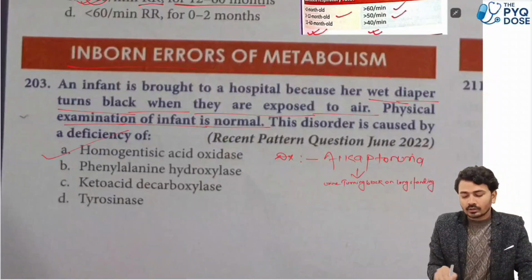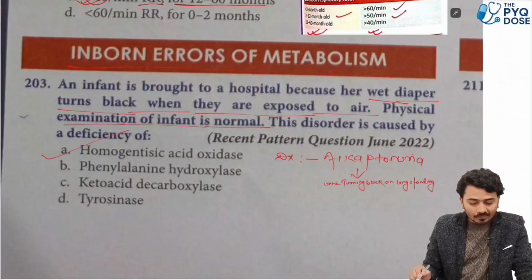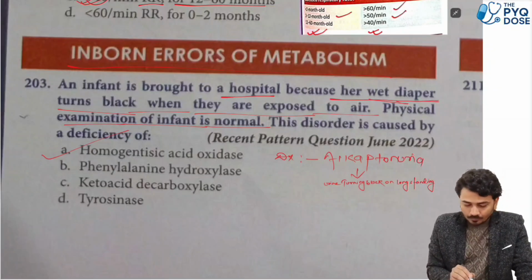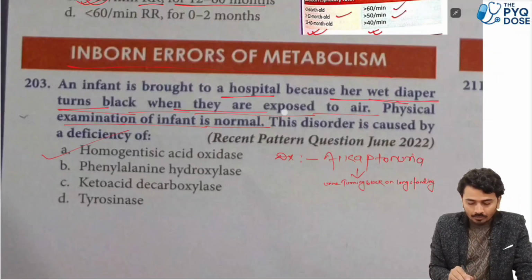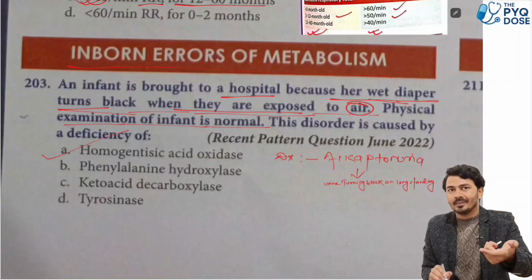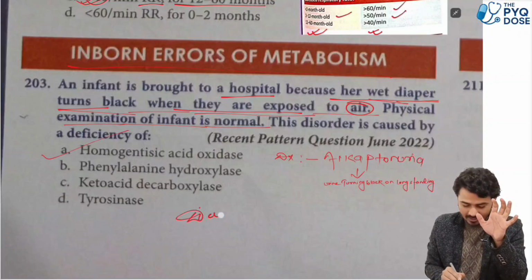So, inborn errors of metabolism. Now let's do inborn errors of metabolism. An infant is brought to a hospital because her wet diaper turns black when exposed to air. A wet diaper turning black means the urine is turning black.